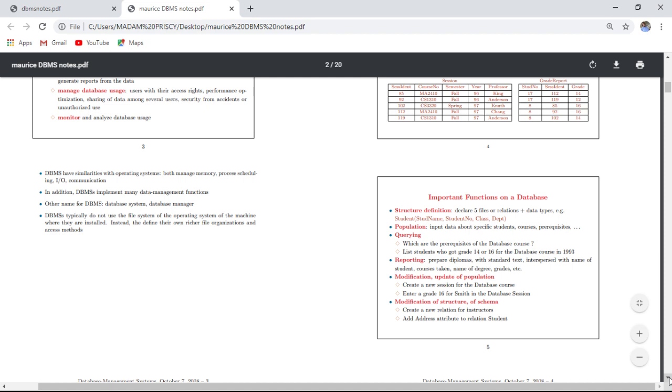Population means inputting data about specific students, and you put it in under the sub schema. When you say populate, what are we going to populate? The data. We are going to populate the table based on the schema that we have given. So population means that you are going to put in specific data about the student, the courses, prerequisites, and so forth.